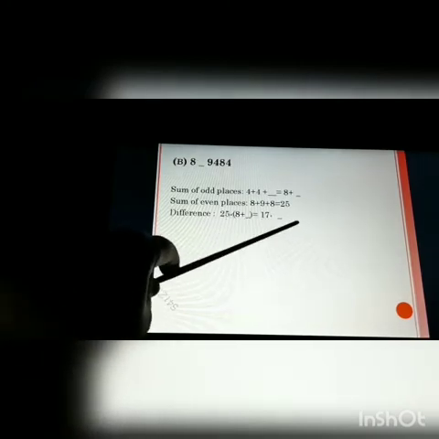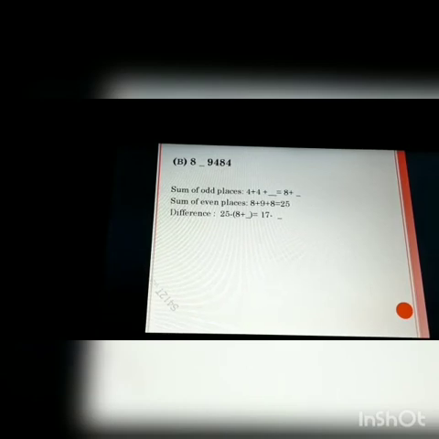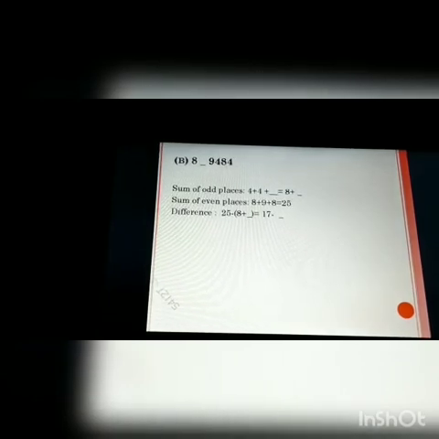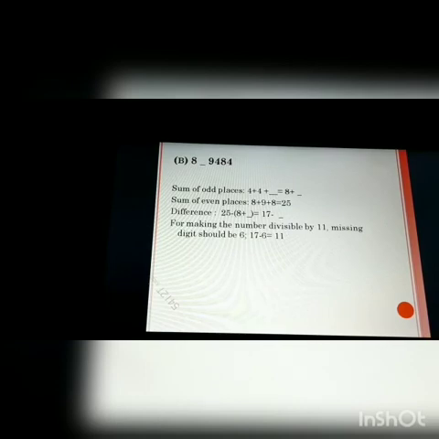That blank should also be subtracted because before the bracket we have a minus. That means 17 minus blank. Now we need to think about the number that should be subtracted from 17 so that the number will become divisible by 11. So that number should be 6 because 17 minus 6 is equal to 11. So we can say the missing number is 6.